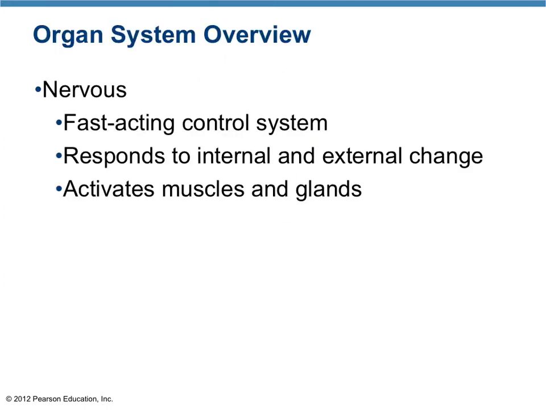The next system is the nervous system. The nervous system is essentially an electrical system that is a fast-acting control system. It helps you to respond to both internal and external changes or stimuli, and it activates muscles and glands in response to those stimuli. So it might activate you to move, and that's muscles, or it might activate glands that send a chemical signal in your body.